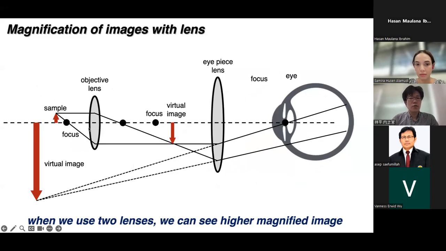And humans noticed that when we use two lenses, called the objective lens and the eyepiece lens, we can see a higher magnified image. In this system, the sample is put outside the focal length. The objective lens makes a virtual image here. If this virtual image is inside the focal length of the eyepiece lens, the eyepiece lens can make a higher magnified virtual image. So by using two lenses, we can see a higher magnified image.